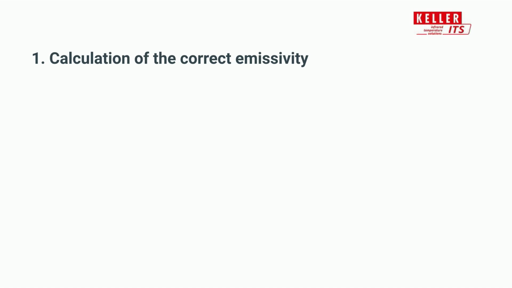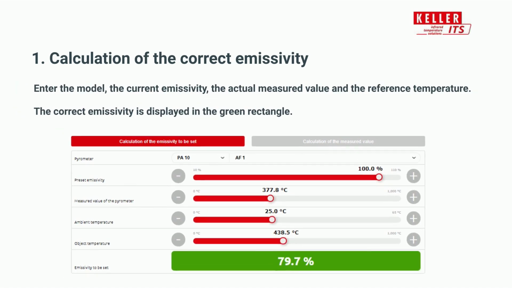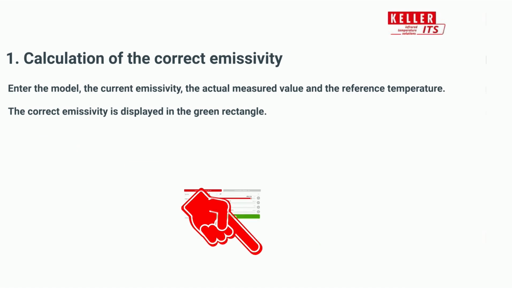Let us now check what you have to do to calculate the correct emissivity. At first, just enter the correct instrument and its type. Then set the current emissivity setting of the pyrometer and also the measured value, and at last type in the real object temperature of the reference. As a result, you will now get the information which emissivity has to be set for a correct temperature reading.